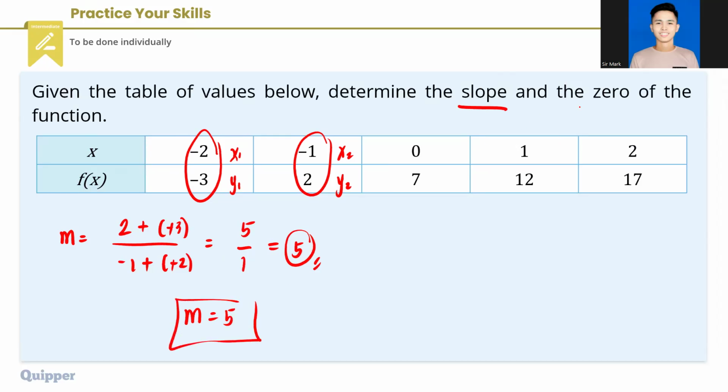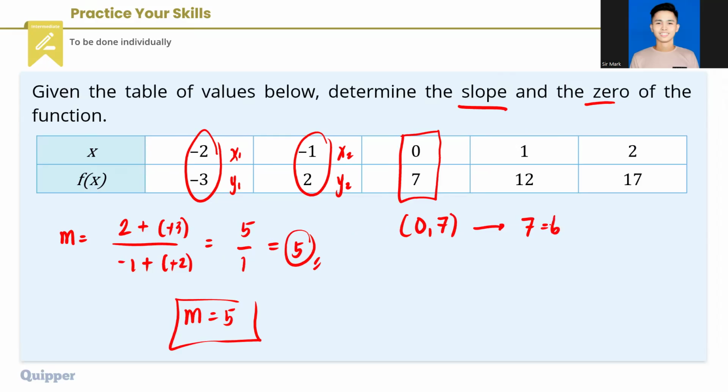Next, solve for the 0. How do we solve for the 0 again? We need to have the function. Since we have 0, 7 here, that means we have the y-intercept already.